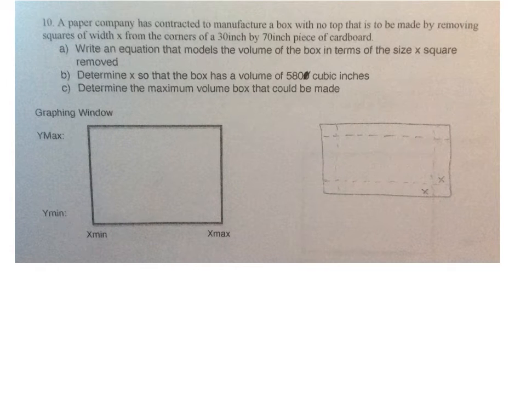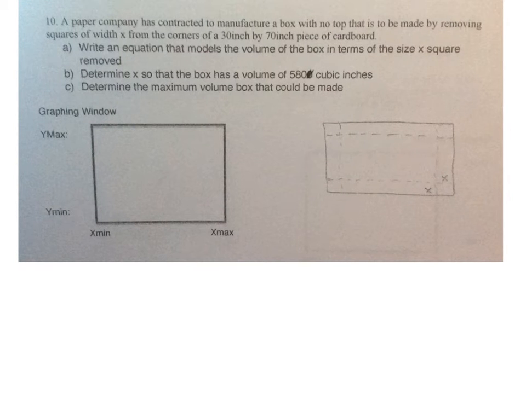Okay, in this problem we're going to do a box problem. We have a paper company and they are going to manufacture a box that has no top by removing squares of width x from the corners of a 30-inch by 70-inch piece of cardboard. So our given, we'll draw right on this diagram. We have 30 inches by 70 inches.